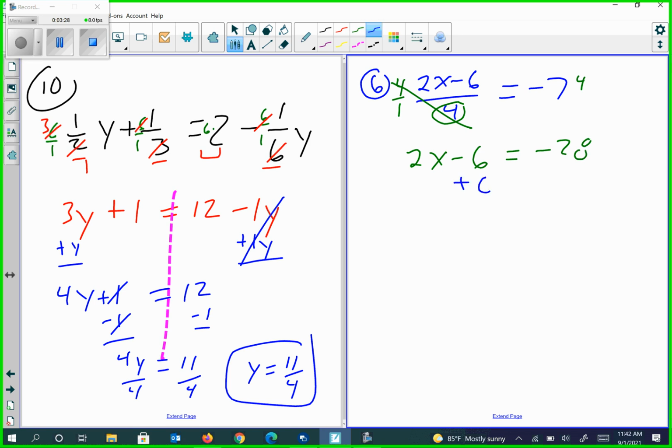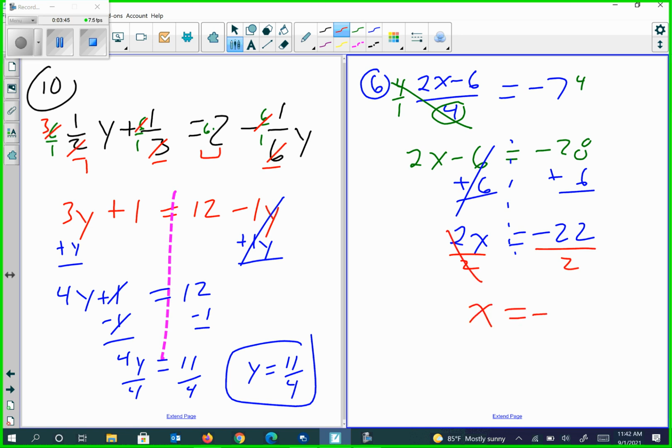Go ahead and add 6 to both sides. Those cancel, so I get 2x is equal to negative 22, I believe. Undo this, because those are multiplied, that will divide. Cancel that. X equals negative 11.